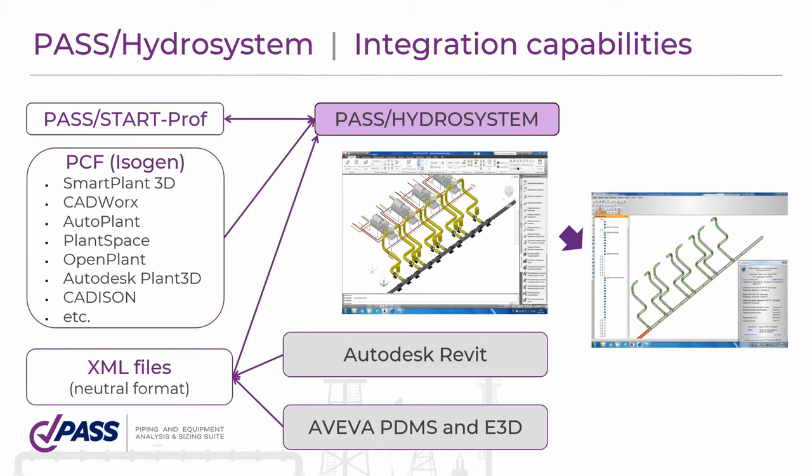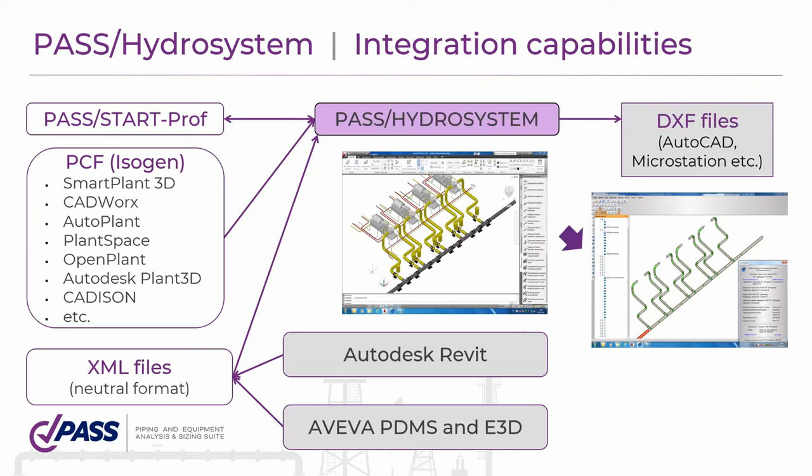And you can do such conversions yourself too. So you can make a connection of HYDROSYSTEM with any other software using these XML files. And also HYDROSYSTEM is capable of exporting files. You can export DXF files. Here they are, the files with drawings. So if you want to get a good high quality drawing of your piping system modeled in HYDROSYSTEM or imported from anywhere, from PCF, from STAR Prof, from XML, or from other software, you can then export it from HYDROSYSTEM in the form of a DXF drawing. So HYDROSYSTEM has a very huge amount of different integration capabilities.